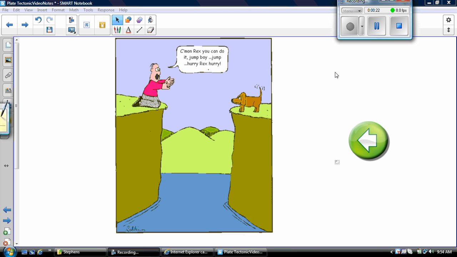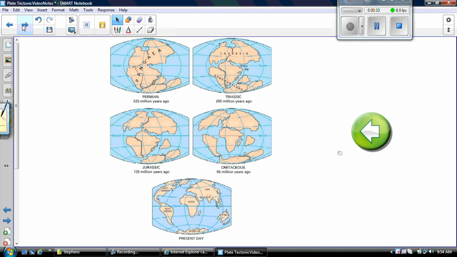So this is a cute little comment. When the continents move, come on Rex, you can do it. Jump boy, jump. Hurry Rex, hurry. Thought I'd have to show you that. Continents don't move that fast, but that was cute.